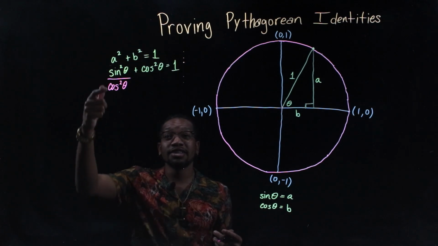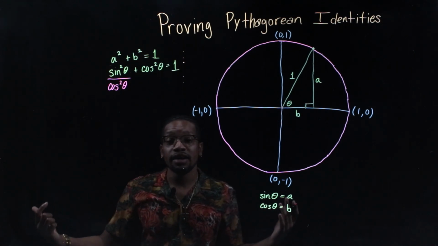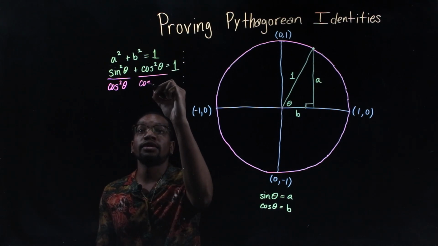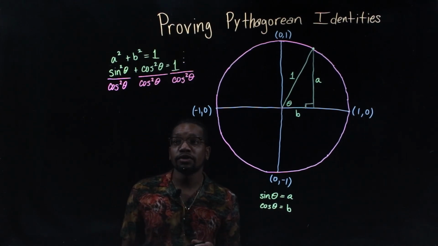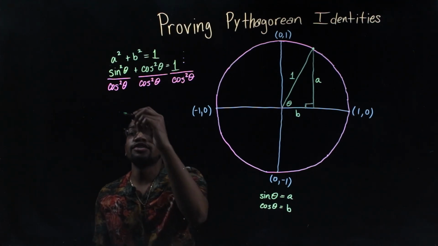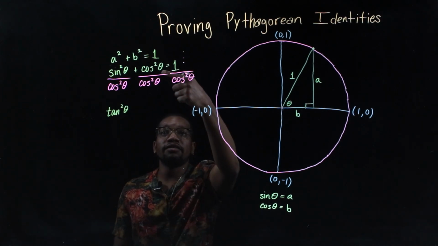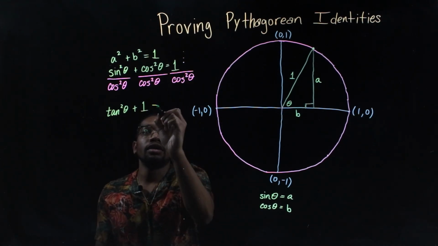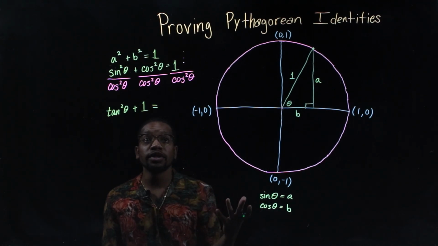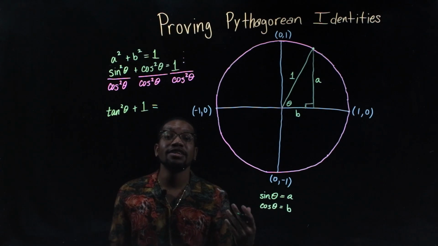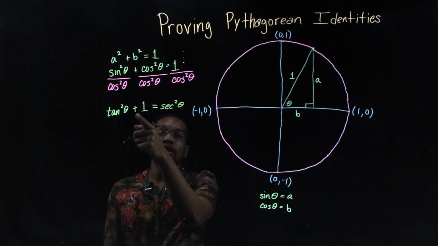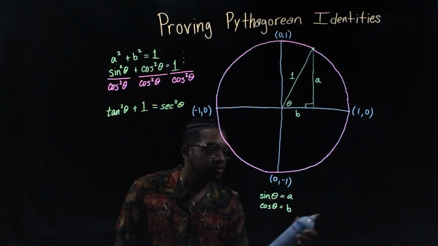But because I divided this by cosine squared theta, I got to divide every other term by cosine squared theta as well. So it'll end up looking like this. All right, divide everything by cosine squared of theta. And so y'all know sine squared theta over cosine squared theta is just tangent squared theta. And then you also know anything divided by itself, that's just 1. And then equals, now again, you kind of got to know your reciprocal identities. 1 over cosine squared theta, that is the same thing as secant squared theta. And so as you can see, we have another equation that can relate tangent and secant.